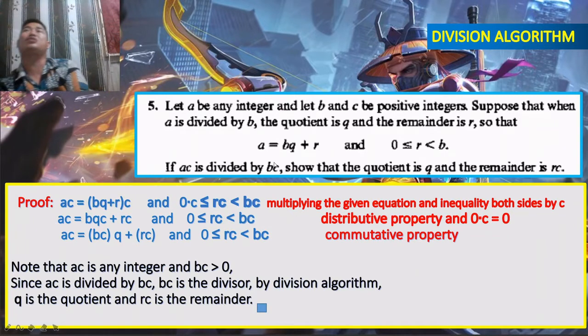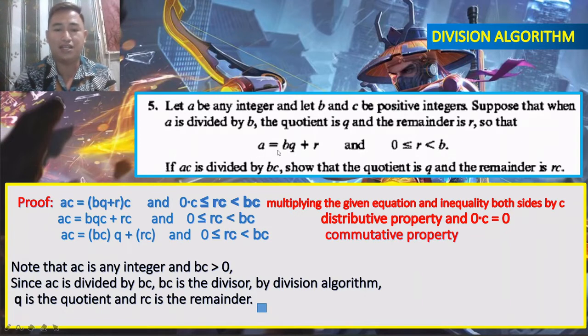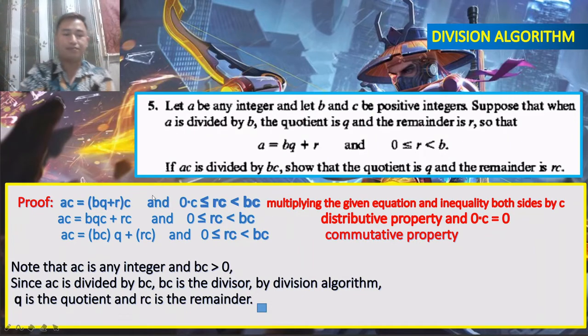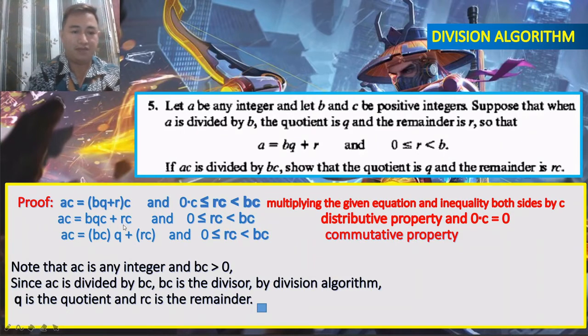So we need to form AC as the dividend. Since we only have A, we multiply by C on both sides to form AC. So AC is equal to (BQ plus R) times C. We multiply the given equation and the inequality, both sides, by C. On the left we have AC, and on the right BQ times C, which is BQC, plus RC.